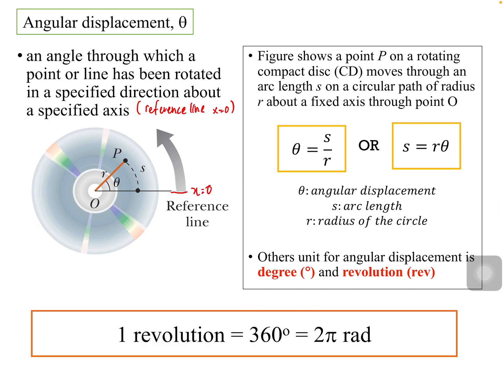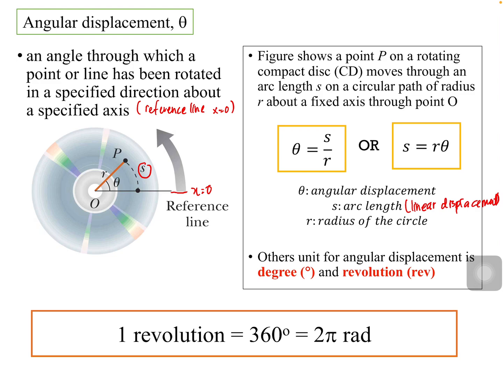So kalau kita kata figure shows a point P on a rotating compact disc moving through an arc length. So this is arc length lah. So S ni on a circular path of radius R about the fixed axis through a point O. So S ni kita panggil sebagai arc length ataupun linear displacement. Then theta is angular displacement, R is the radius of the circle.